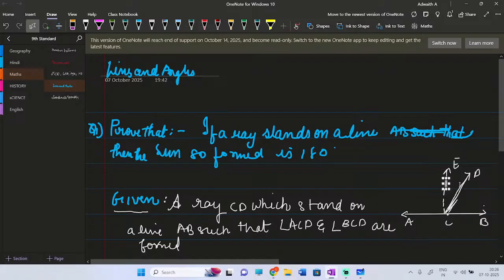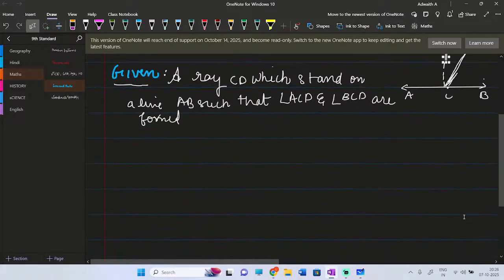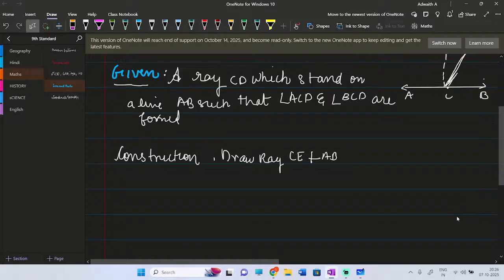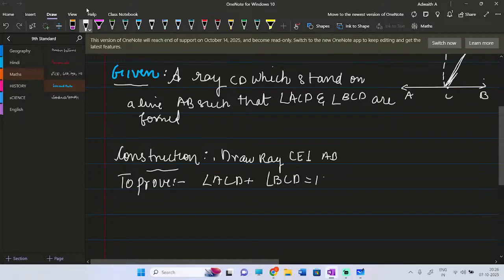Without this, E is not given. So what have we done? We have to write construction: draw ray CE bisecting AB. This is not plus, it is this. We put a sign like this and this. Now, to prove: what should we prove? Angle ACD plus angle BCD equal to 180 degree.